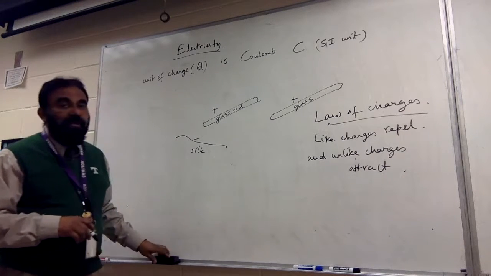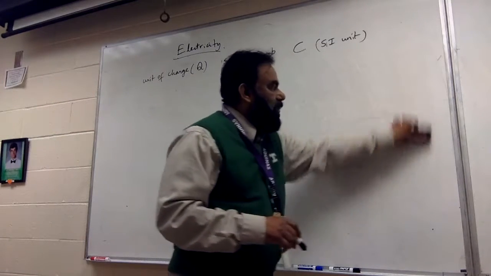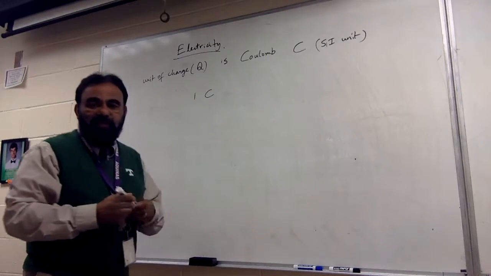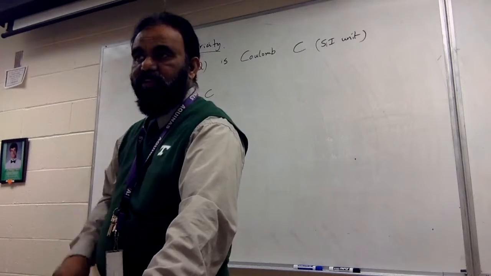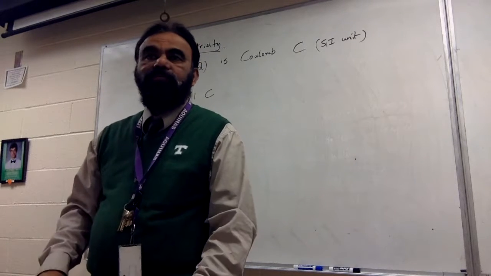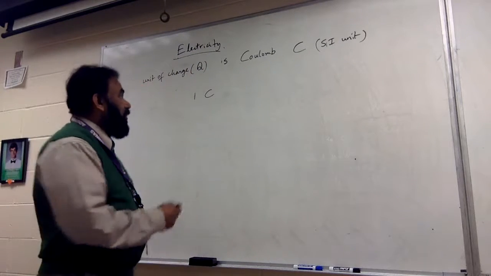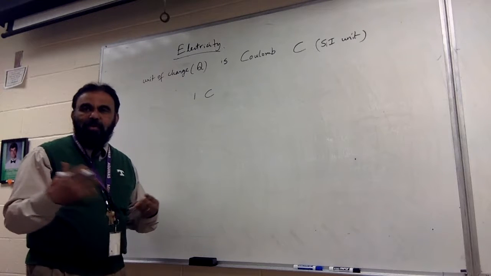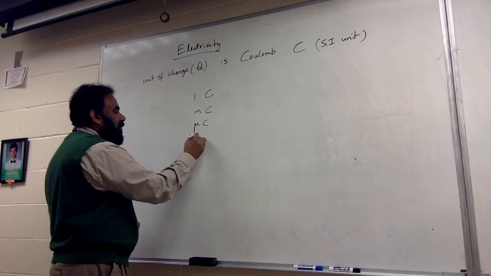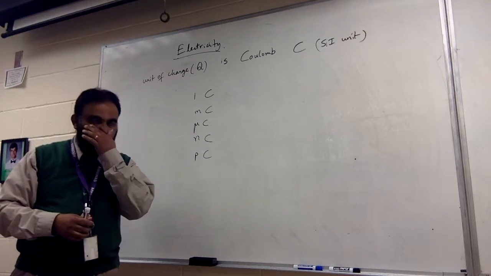Now coulomb, by the way, is a huge charge. Coulomb is a big charge. 1 coulomb is a big charge. That if I keep 1 coulomb right here, you won't be able to stand next to it. We'll be electrocuted. It's so strong. So the charge of 1 coulomb is a big one. Therefore, we don't use 1 coulomb as it is normally. Normally, the units used are millicoulomb, microcoulombs, nanocoulombs, picocoulombs. That's how we use it.